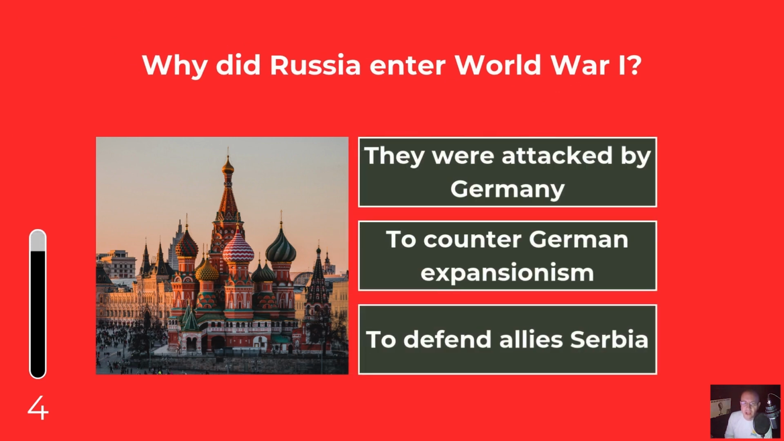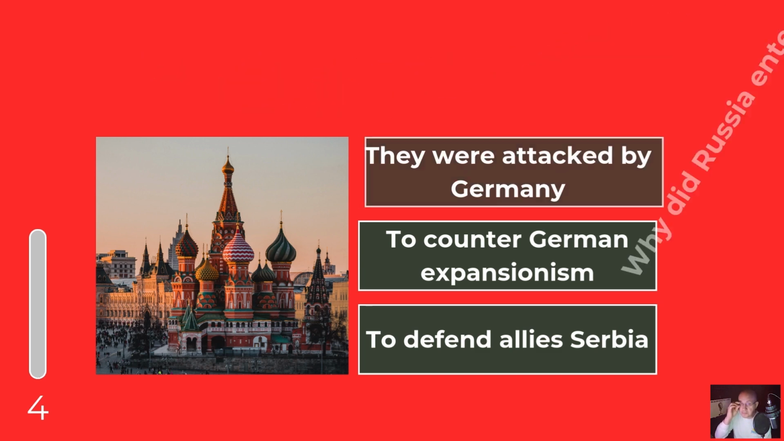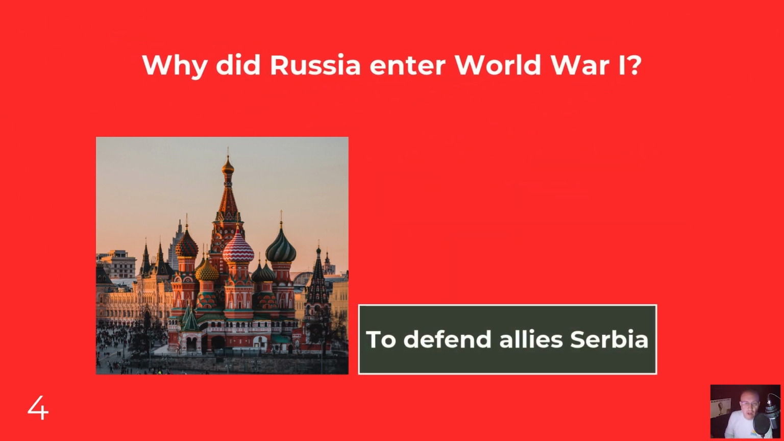Why did Russia enter World War I? Were they attacked by Germany? Were they trying to counter German expansionism? Or were they trying to defend allies in Serbia? They're trying to defend their allies in Serbia.